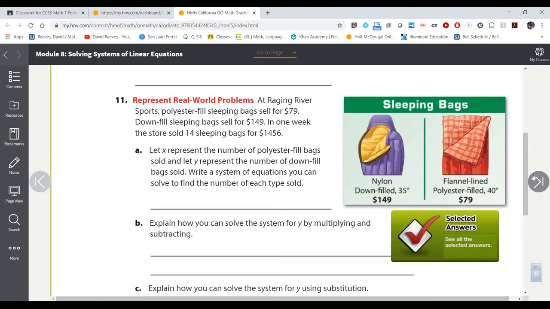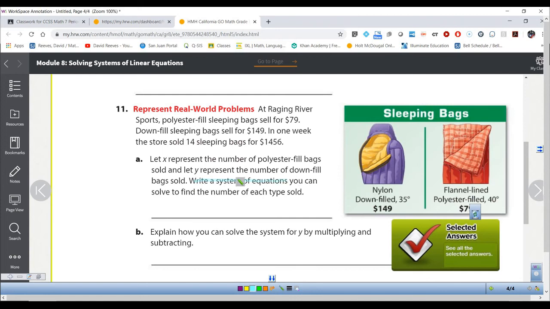At Raging River Sports, polyester-filled sleeping bags sell for $79. Down-filled sleeping bags sell for $149. In 1 week, the store sold 14 sleeping bags for $1,456. So here they're telling us what the variables are, and right here it says write a system of equations you can use to find the number of each type sold. So the number of each type sold.